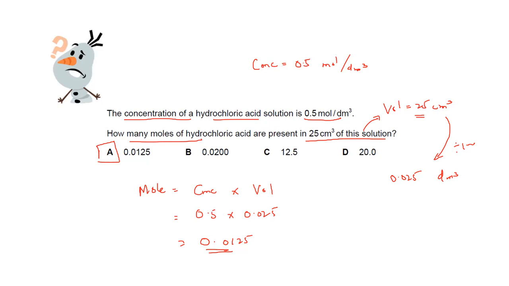Yes, you have to know that all the volumes should be in dm cube. If the volume is in cm cube, to convert into dm cube, you have to divide by 1000. It's a unit conversion: whenever a volume is given in cm cube, all the volumes must be in decimeter cube. And to convert centimeter cube into decimeter cube, you have to divide by 1000.